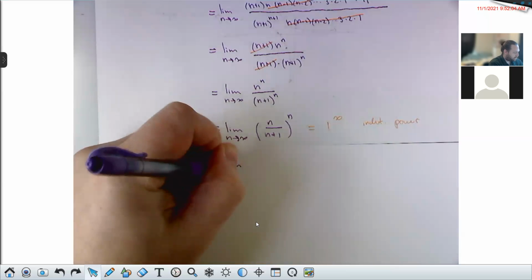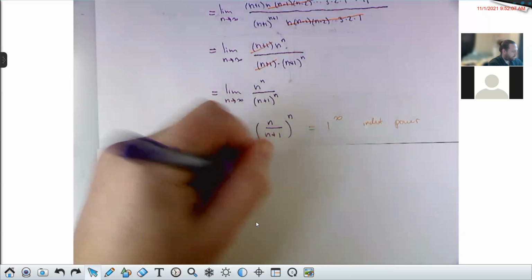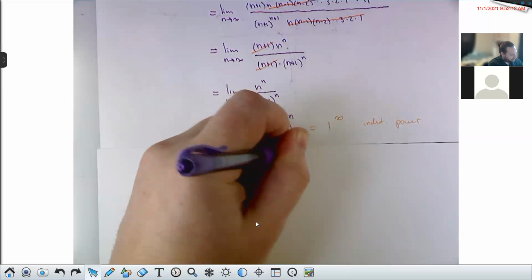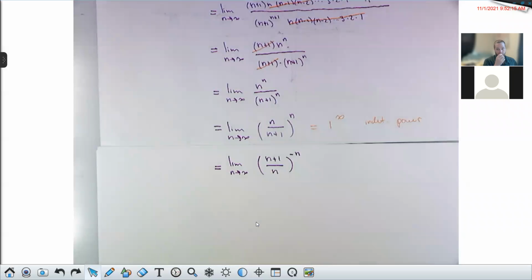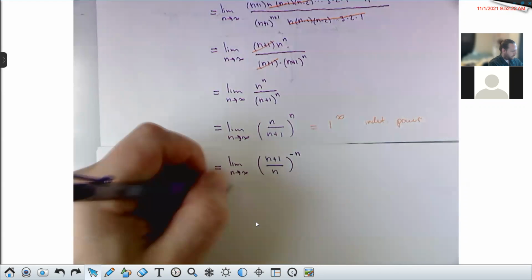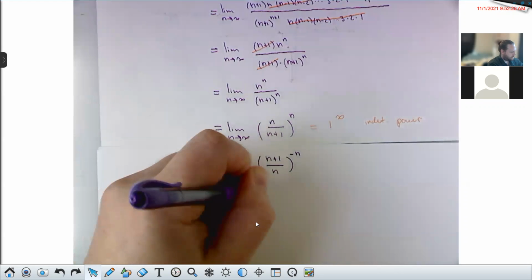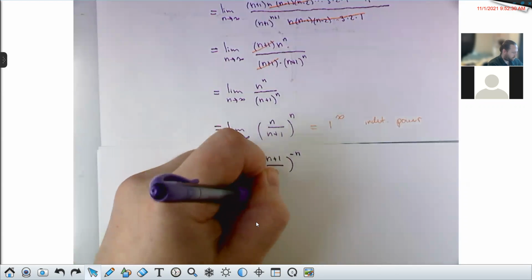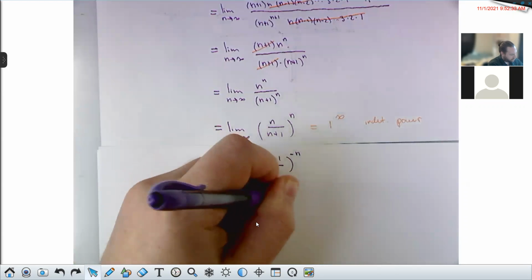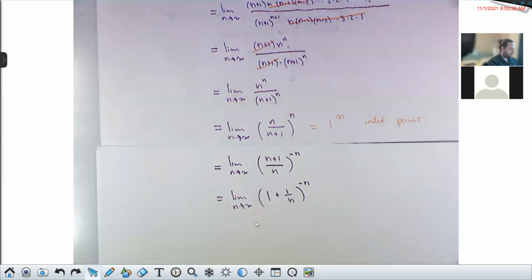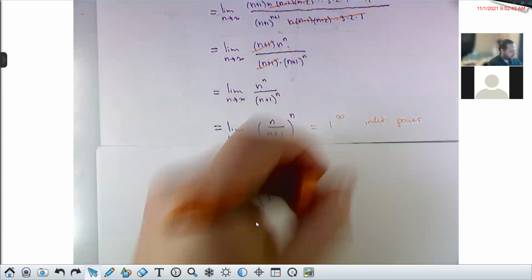I'm going to rewrite this as the limit as n goes to infinity of n plus 1 over n raised to the negative nth power. I take the reciprocal and the power becomes negative. And then I split this up as the limit as n goes to infinity of n over n plus 1 over n is 1, plus 1 over n, all raised to the negative nth power. And at this stage, I need to ask if you remember the sequence problem from 11.1.